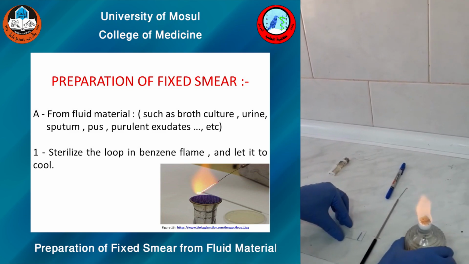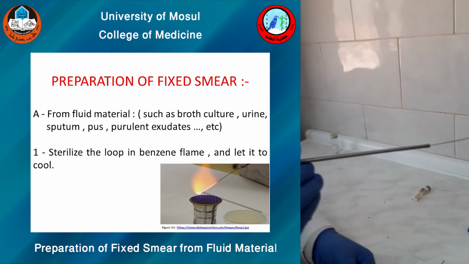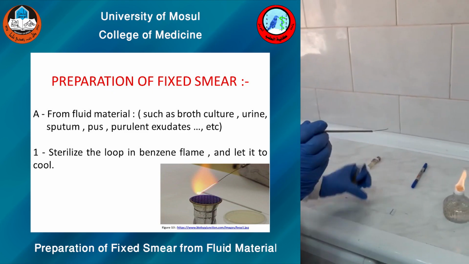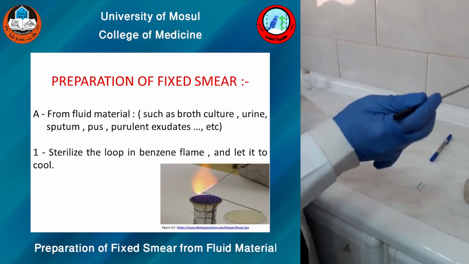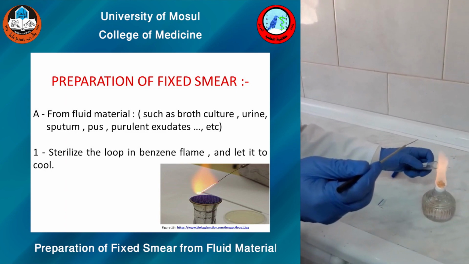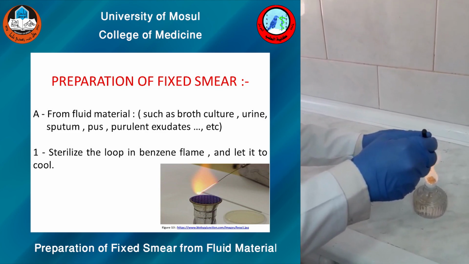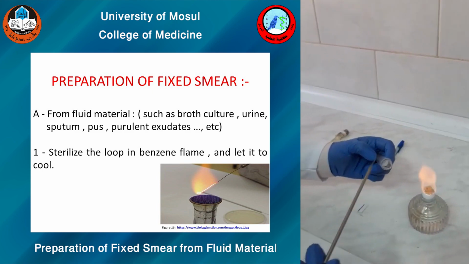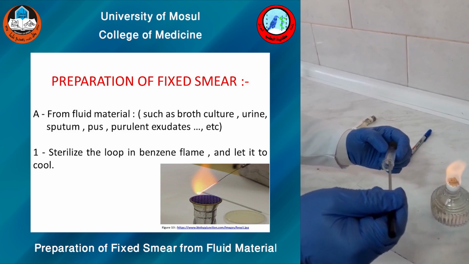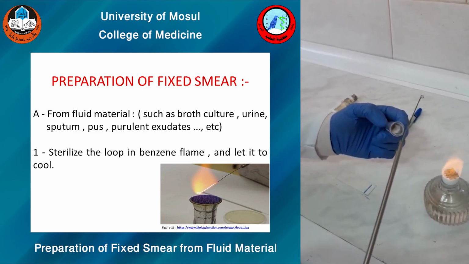Now, second, we light the benzene burner. We take the bacterial loop, and we take the fluid medium from which we will prepare the smear. First of all, we open the tube, sterilize it, sterilize the bacterial loop, and we take a loopful from the fluid material. Now the circular end catches one loopful of specimen.